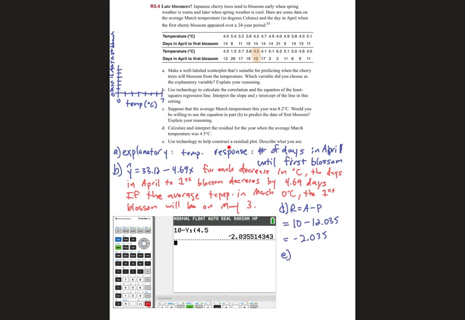Okay, last one. Use technology to help construct a residual plot. Describe what you see. Okay, so let's go to the calculator. So we'll go to the lists. So we'll do stat and edit.